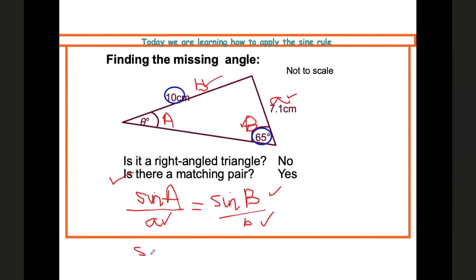The next step is to replace all the ticked numbers or letters into the equation. So we're substituting the letters for the numbers. So let's replace capital A, and we're going to leave it as it is. We're going to replace it with theta. Lowercase a is going to be replaced with 7.1, B is going to be replaced with 65 degrees, and lowercase b is going to be replaced with 10 centimetres. This is simply substitution. Now I'd like you to pause the video and have a go at solving this. You're going to have to rearrange to make theta the subject of the formula.